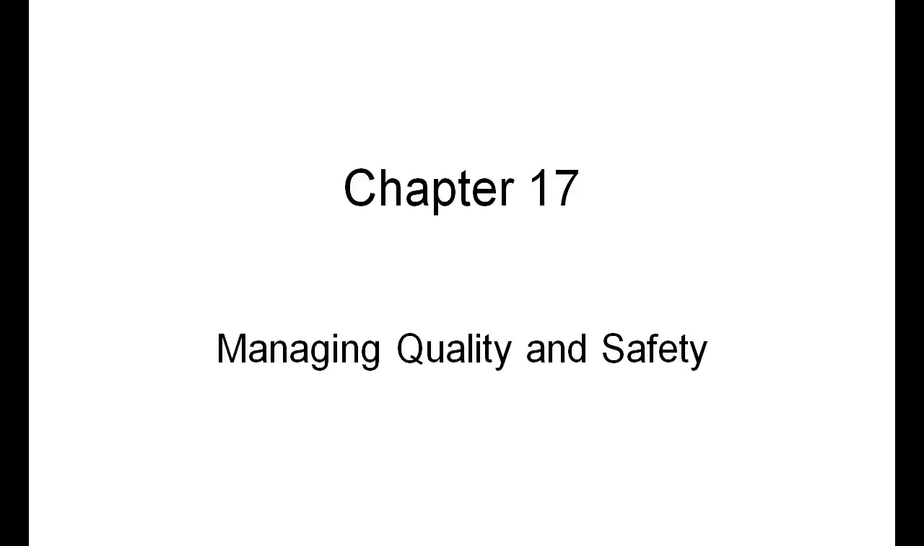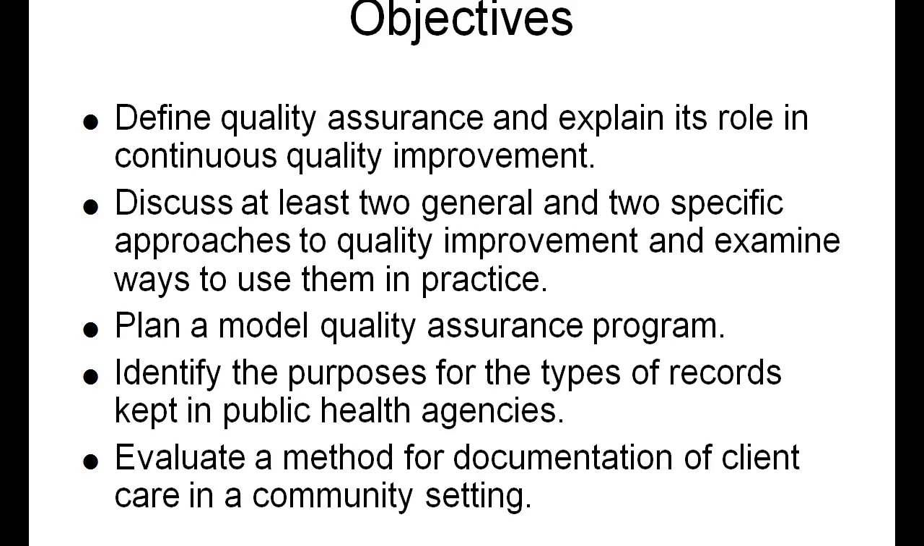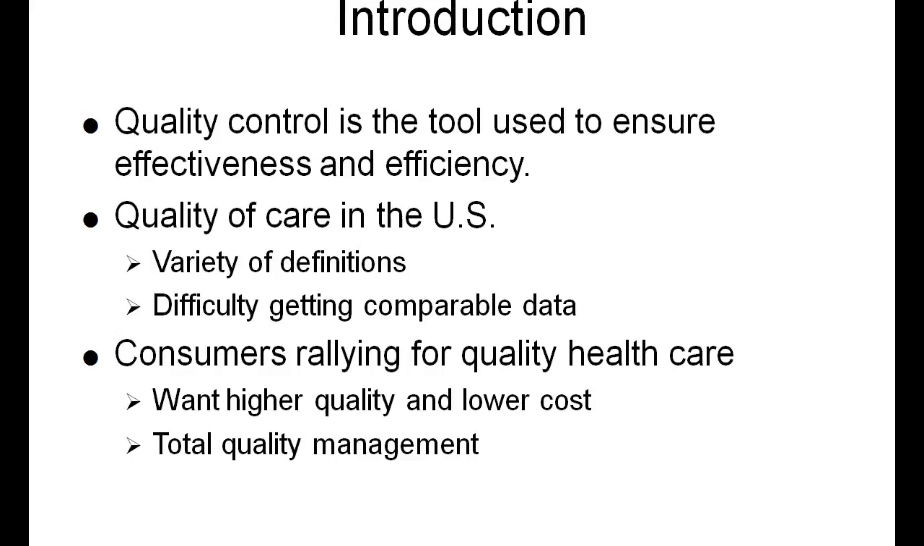Everyone. So this week we're going to be talking about managing quality and safety, chapter 17. Our objectives are to define quality assurance, explain its role in continuous quality improvement, discuss at least 2 general and 2 specific approaches to quality improvement, and examine ways to use them in practice, plan a model quality assurance program, identify the purposes for the types of records kept in public health agencies, evaluate a method for documentation of client care in the community setting.